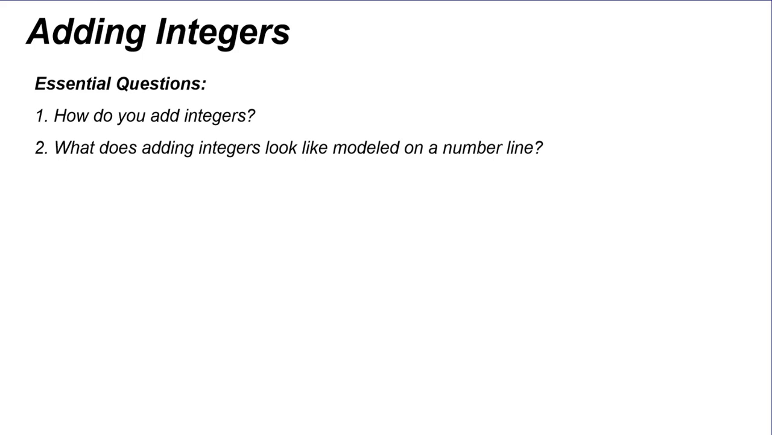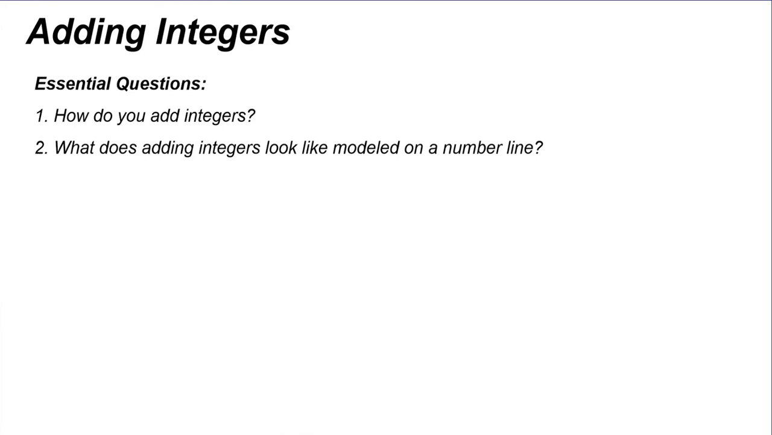In this lesson, we are going to now start talking about operations with integers. And the first operation we're going to talk about is addition. So how do we add integers together, specifically with positives and negatives and things like that? How does that work when we add these values together? So our first essential question is, how do you add integers? And secondly, what does adding integers look like modeled on a number line?